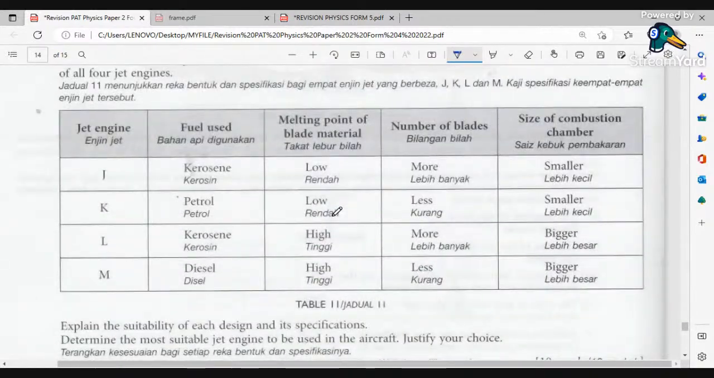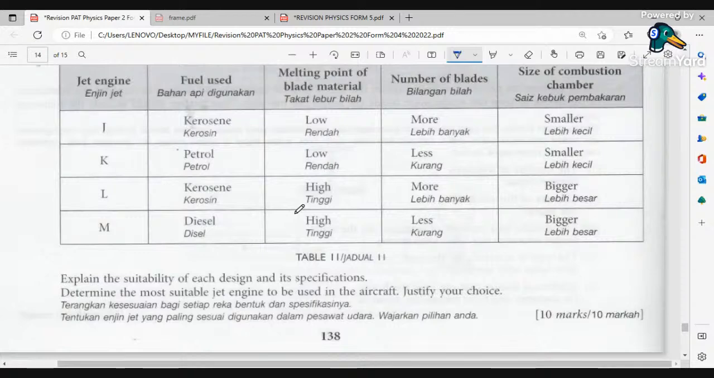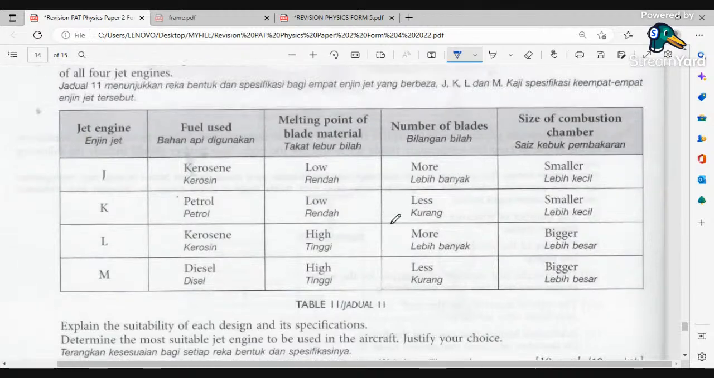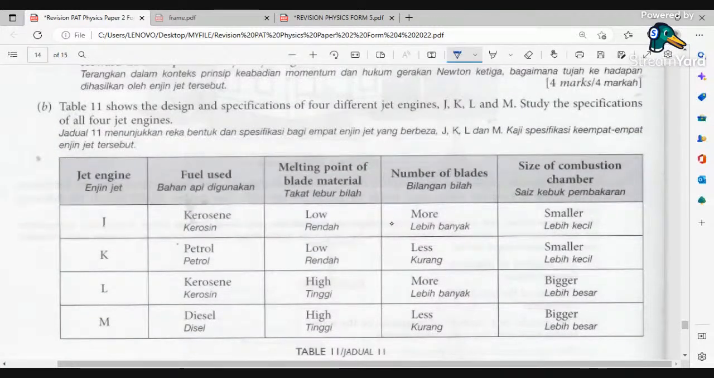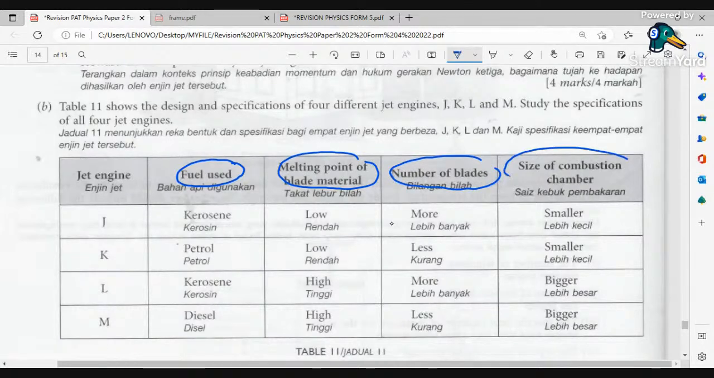Okay, B. Table shows 4 engine JKLM. Explain suitability of each design and its specification. So which one is the most suitable? Okay, we have JKLM. Let's look at the characteristic given here. Fuel, melting point of blade material, number of blades, size of combustion chamber. Okay, fuel.